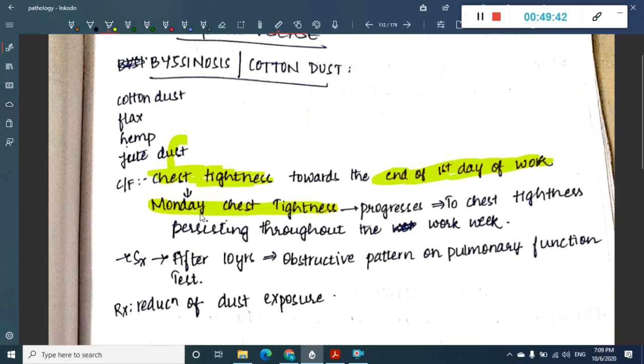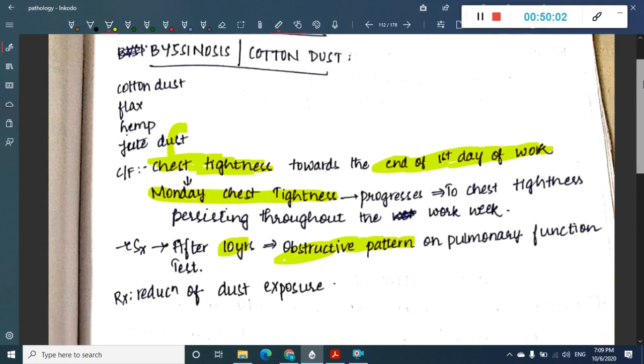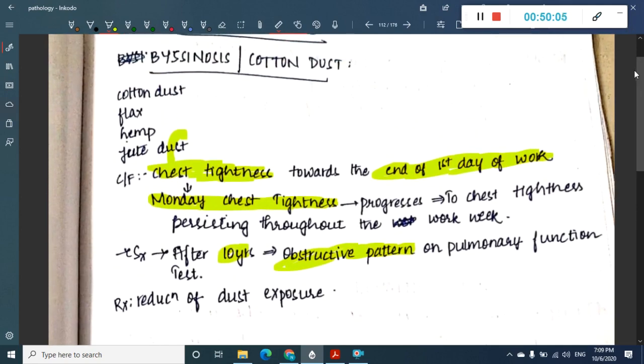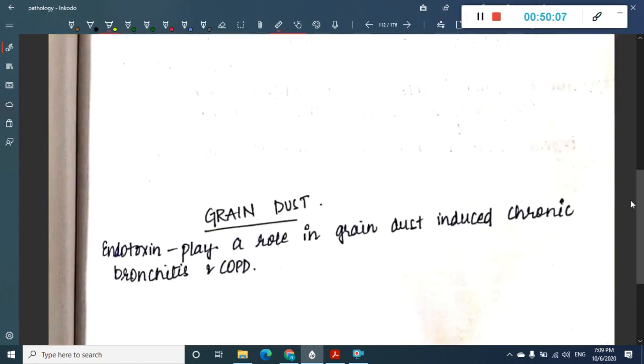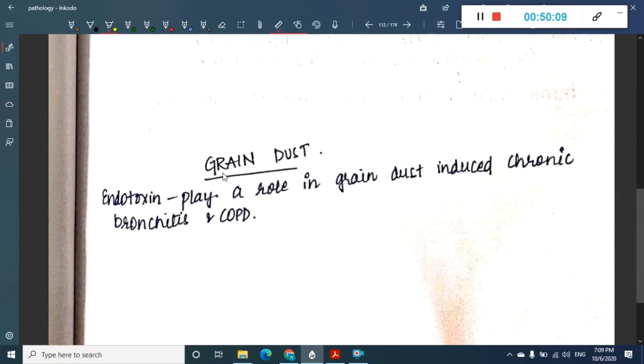Initially, this chest tightness will only be present on one day. Slowly it progresses to 2 days, 3 days, and slowly it progresses to such an extent that this chest tightness will be present throughout the week. And after 10 years, you can see an obstructive pattern on pulmonary function tests. Okay, then how are you going to treat it? Treatment is you should ask them to decrease the dust exposure. Sometimes there is also grain dust exposure.